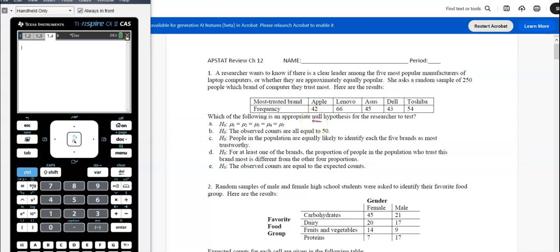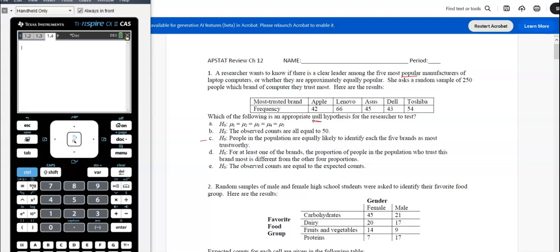So null is there's nothing unusual going on. No computer's better than another computer. They're all about the same. So null would be, you want to say this in words, so I'm leaning probably not towards A there. The people in the population are equally likely to identify each of the 5 brands as most trustworthy. So most popular, not whether they are approximately equally popular. So I'm leaning towards C.